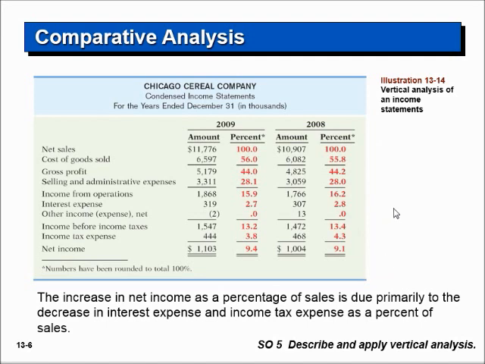What we're able to show here is if we have 100% being our net sales figure, that's 100%. If we look at net income, we had sales of 10,907,000. We had net income of 1,004,000. And so what that means is net income was 9.1% of sales. So we can take a look at the net income being a percentage of the sales.